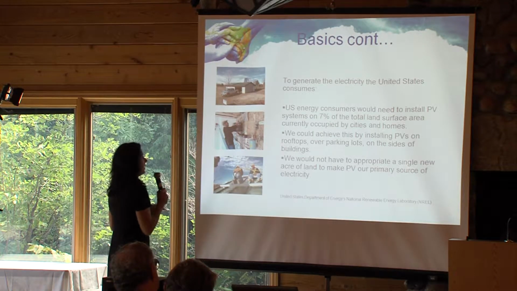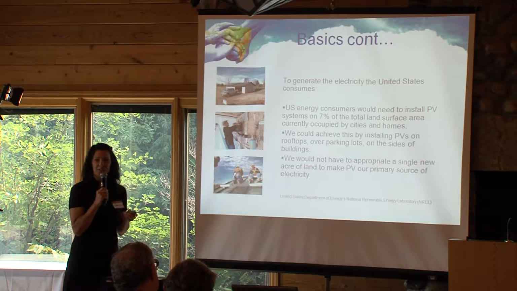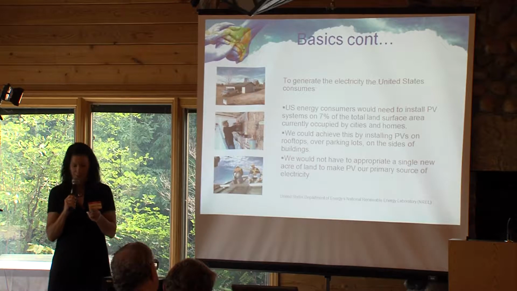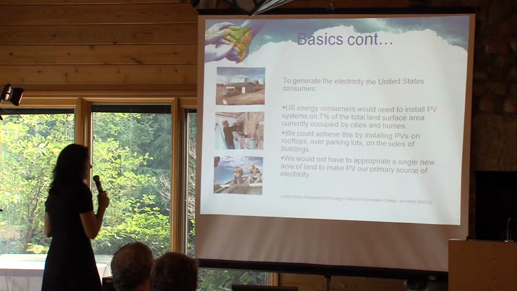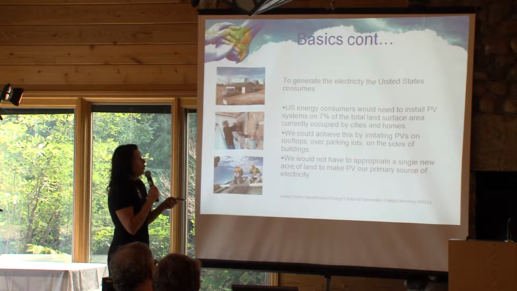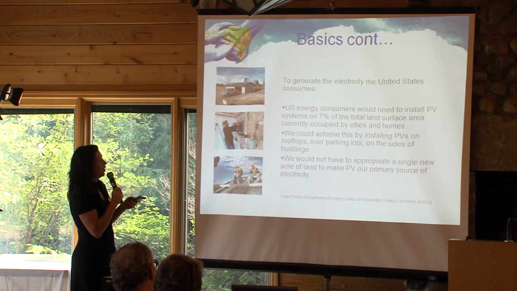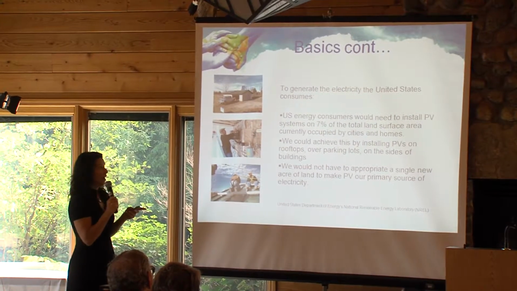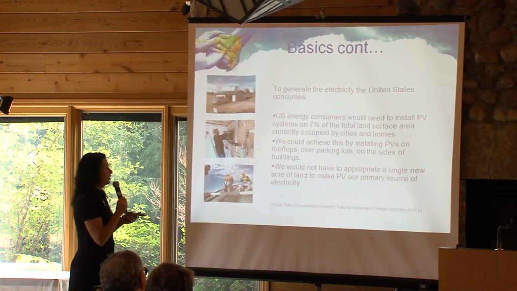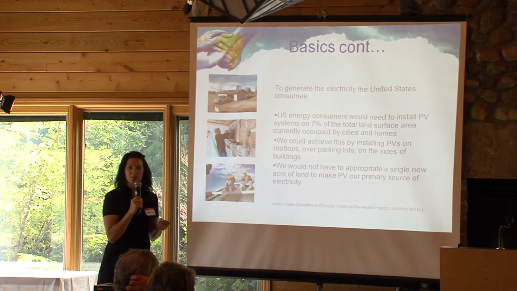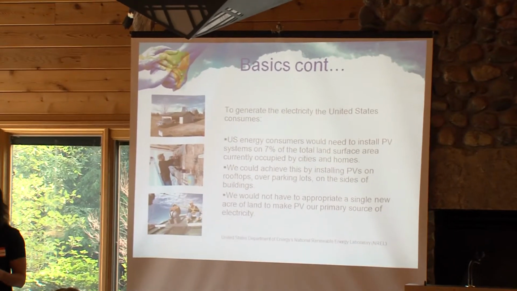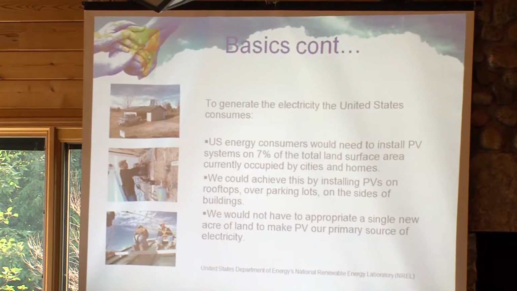To generate the electricity that the United States consumes, this is an interesting fact. Great for a cocktail party if you go to one. So here's what you can tell them. The U.S. energy consumers would need to install PV systems on 7% of the total land area, surface area currently occupied by cities and homes. 7%! And we would meet our electricity demand.